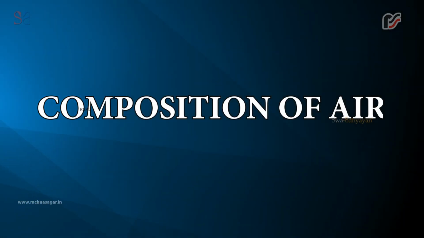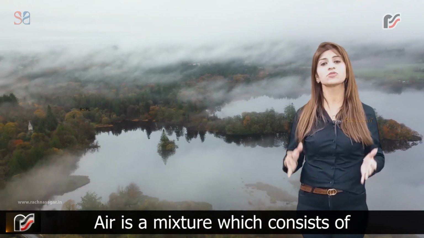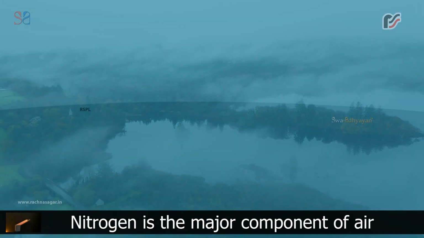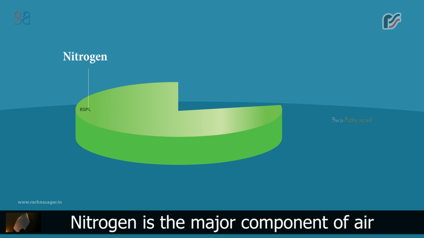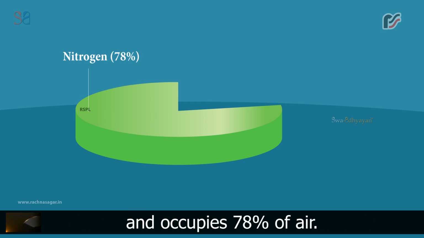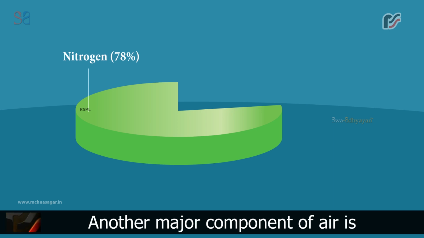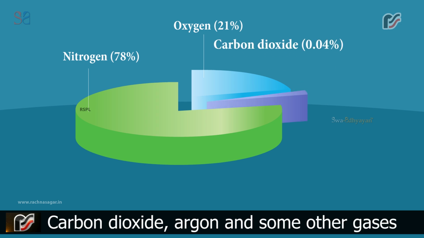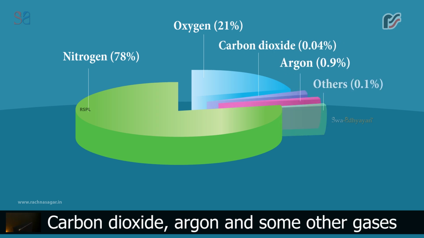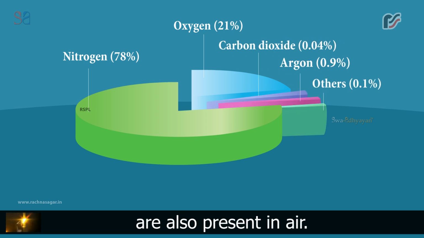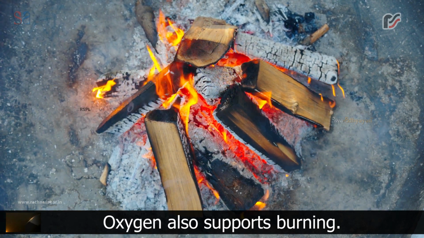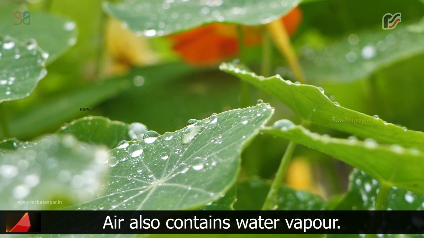Composition of air. Air is a mixture which consists of many gases and suspended particles. Nitrogen is the major component of air and occupies 78% of air. Another major component of air is oxygen and occupies 21% of air. Carbon dioxide, argon, and some other gases are also present in air. Oxygen also supports burning. Air also contains water vapor.